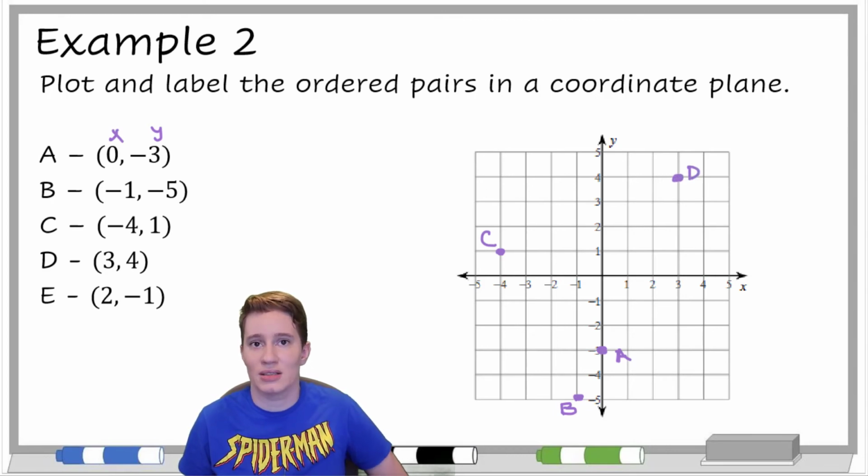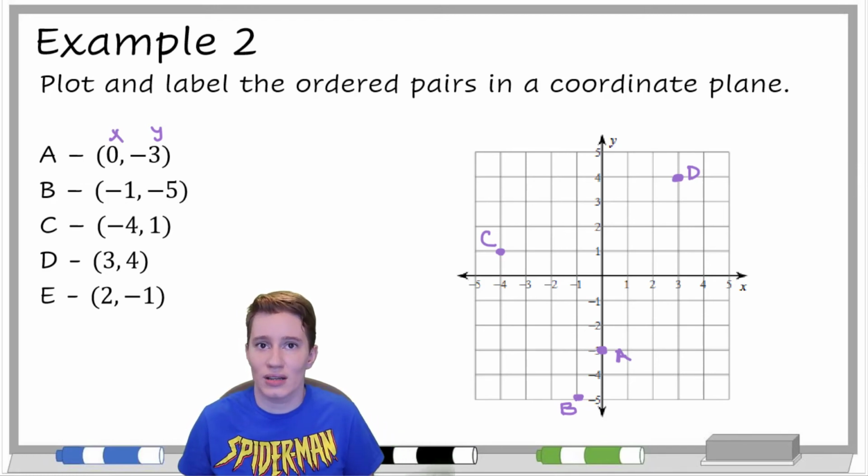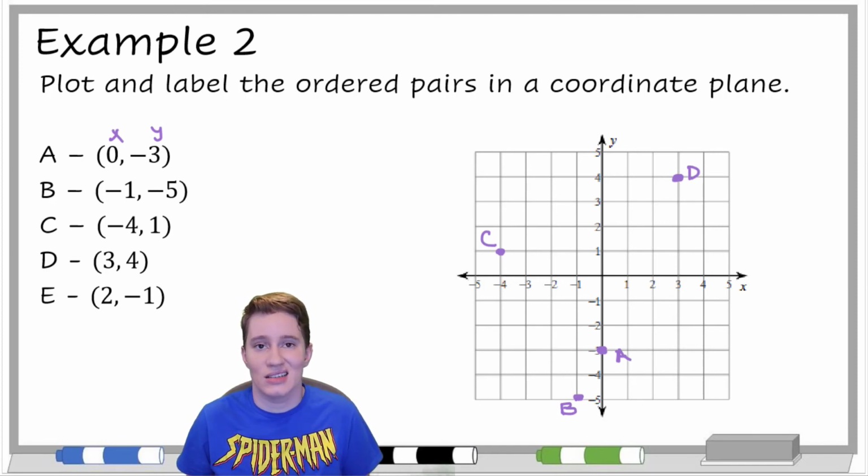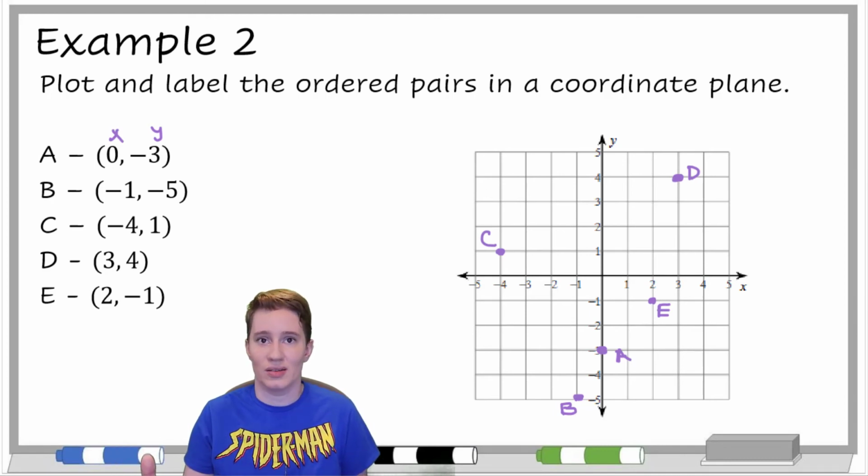Even with the best intentions, it's really easy to look at these and write and do them backwards. So especially right now while you're practicing, you've got to be super diligent about checking your answers and saying, okay, did I do the x value first? Did I do the left and right and then the up and down? So E is 2, -1. So we're going to go right 2, we're going to go down 1, and label that with an E. So that's how we plot these points.